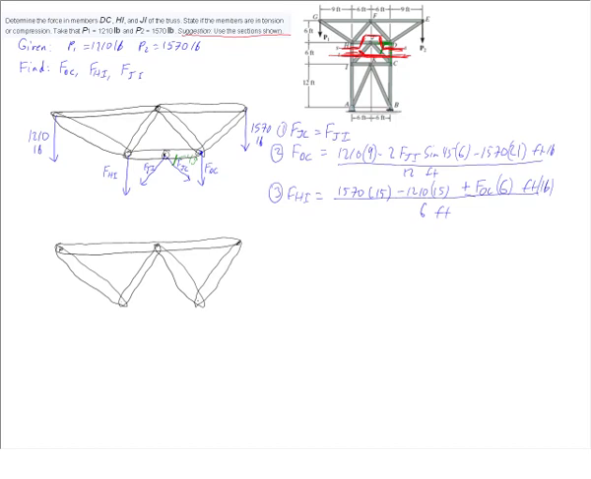Okay, there's my new free body diagram, and now I have to put in all the forces acting. And I have to put the forces of the members that I cut through. So I have my FDC, and I have my FDJ, I have my FHI, I have my FHJ.